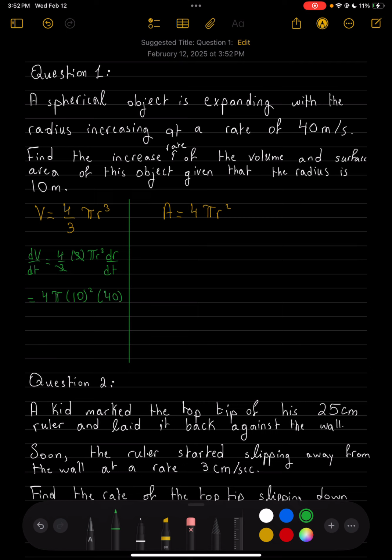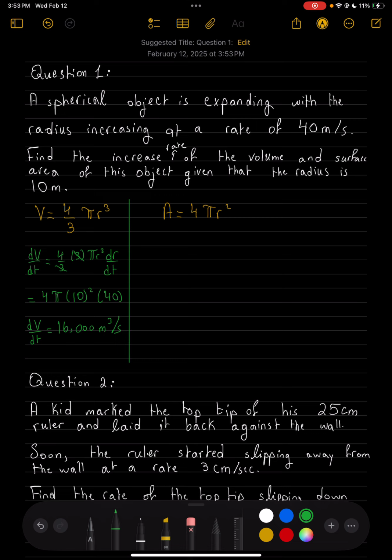So 10 to the power of 2 is going to be 100. 100 times 4 is going to be 400. And then 400 multiplied by 40 is going to be 16,000. So dV over dt is going to be 16,000. The unit is basically meter cubed per second. Why is it cubed? Because we're talking about volume over here. All right, so once again, we write the formula, we derive the formula, we put the given numbers in the formula, and then we get the value for the rate of the volume.